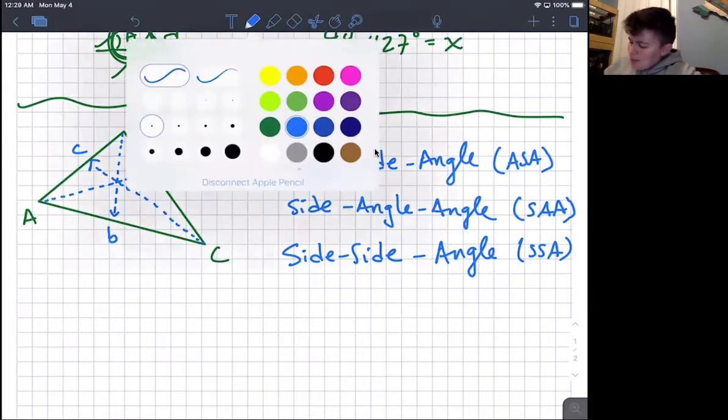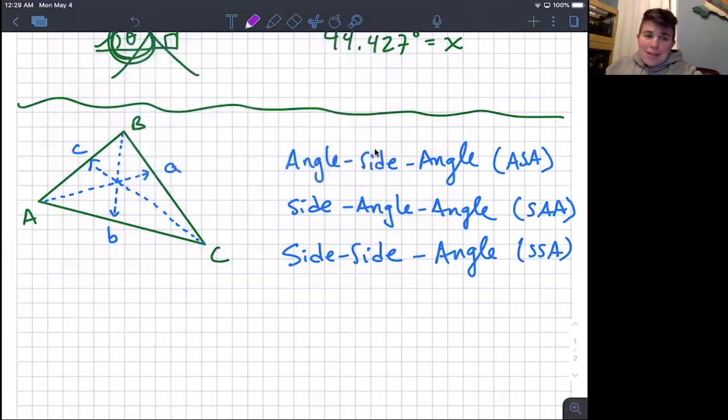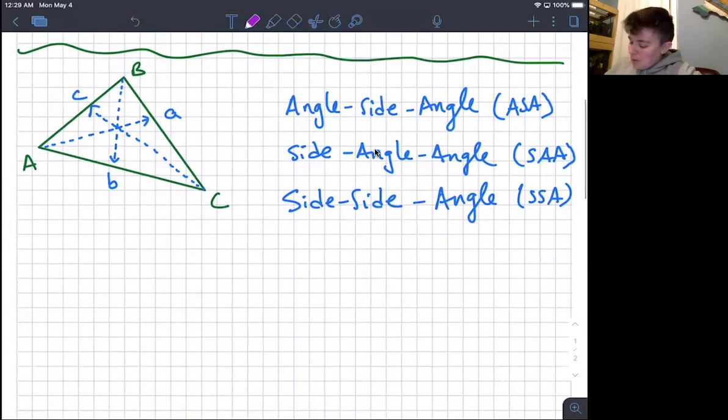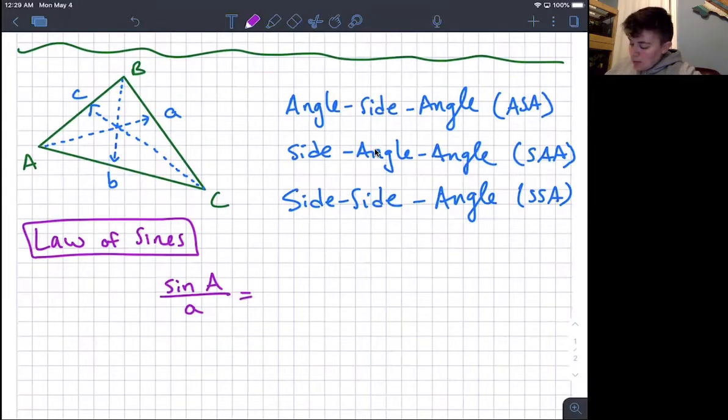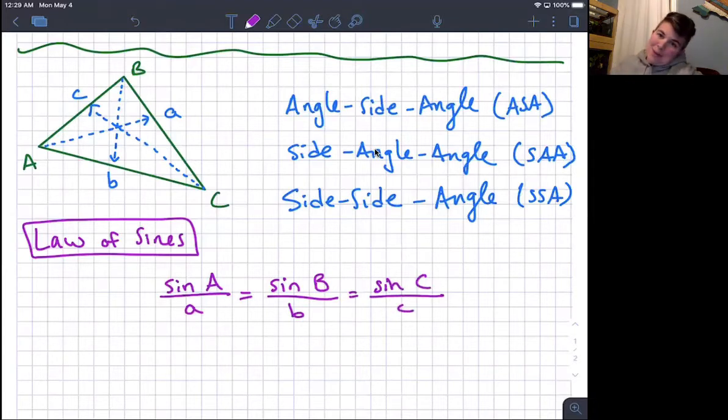And you might be saying to yourself, what the heck is the law of sines? What a great question. Let me tell you the formula, and this is one of my favorite formulas because it's super easy to remember. The law of sines is the following. The sine of angle A divided by side A, the length of side A, is equal to the sine of angle B divided by side B. Those 2 ratios are equal to each other. Not only that, but both of those are equal to the sine of angle C divided by side C.